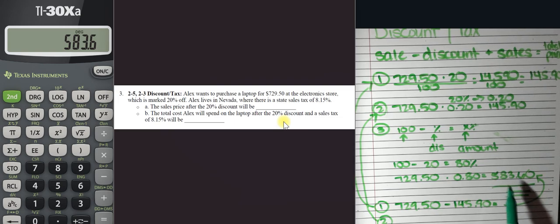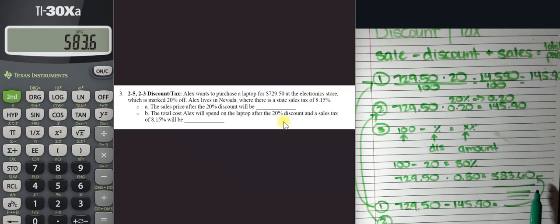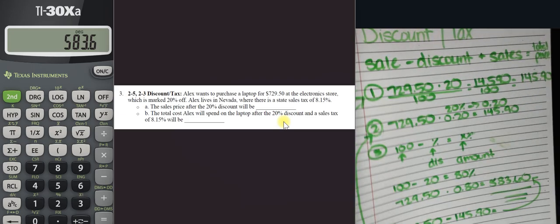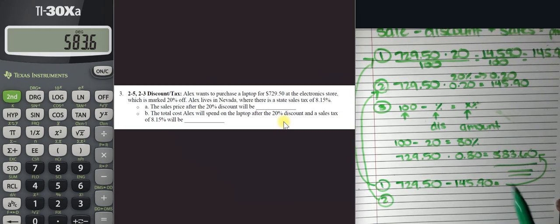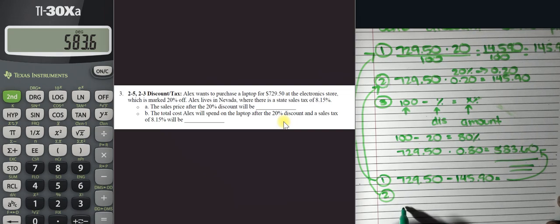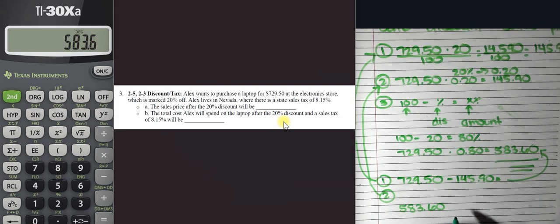So remember, you can't go to the cashier and pay them $583.60 and walk out with the item because there's sales tax. So when we talked about sales tax, we know that it's an additional fee that will be added on to the amount that you're expected to pay. So we're going to say, okay, I have to pay $583.60. And I also have to pay the sales tax. And the sales tax is going to be 8.15%.